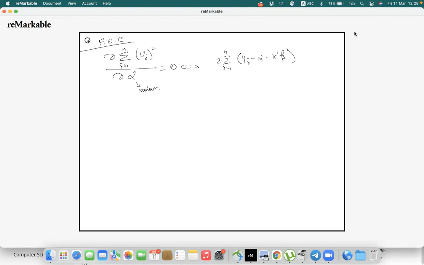derivative with respect to alpha, which is -1. Do you agree? Equal to 0, right? Yes.